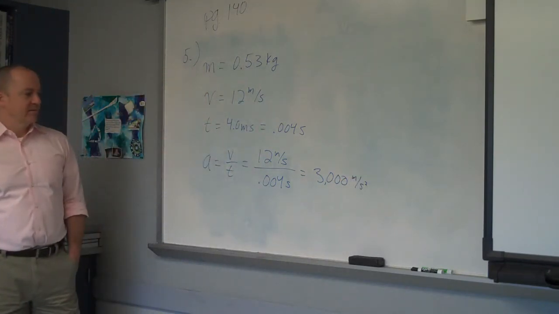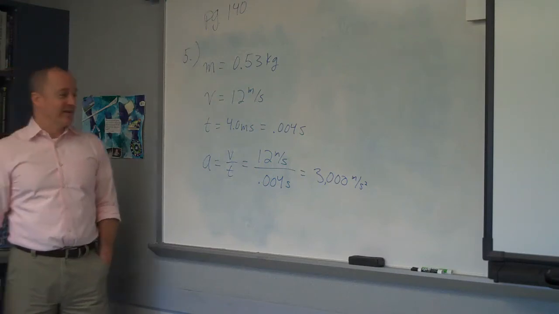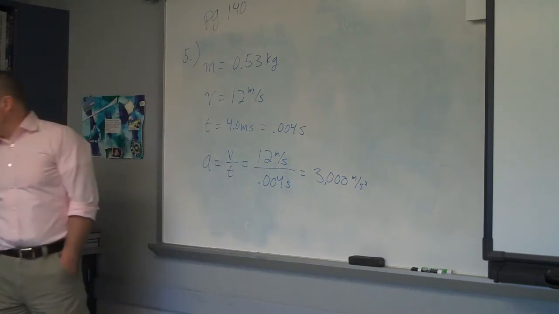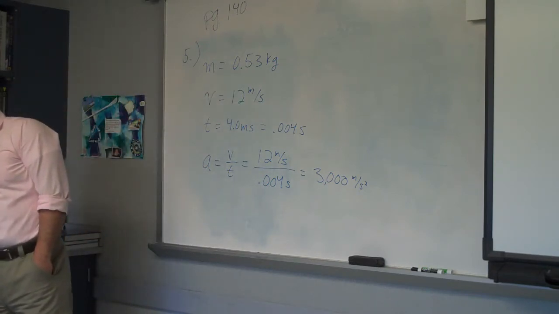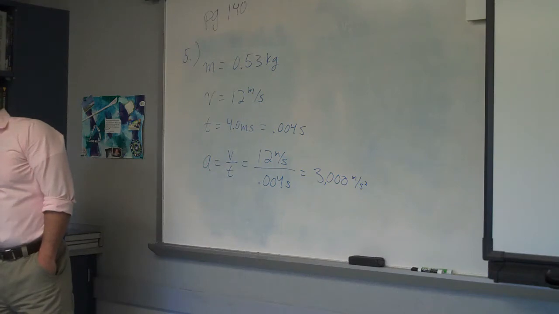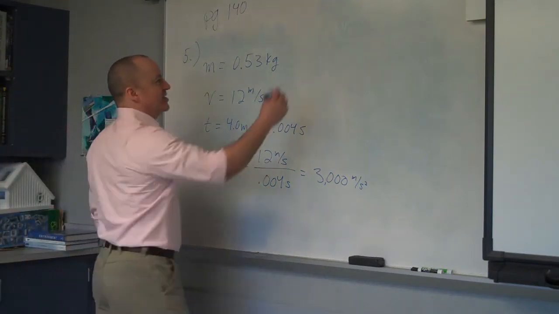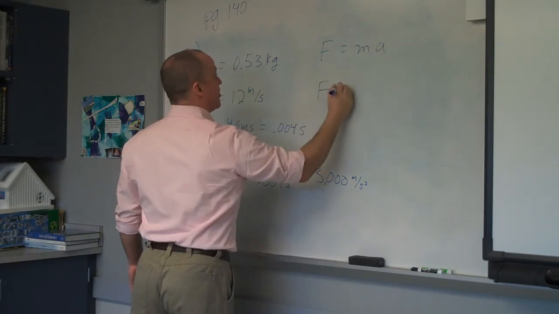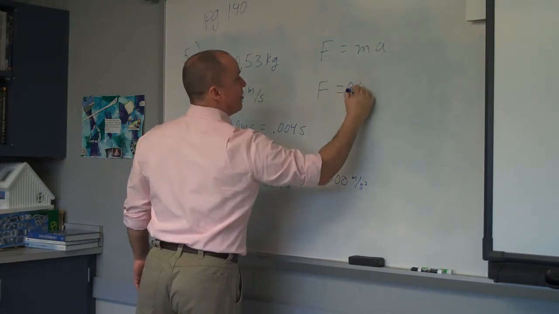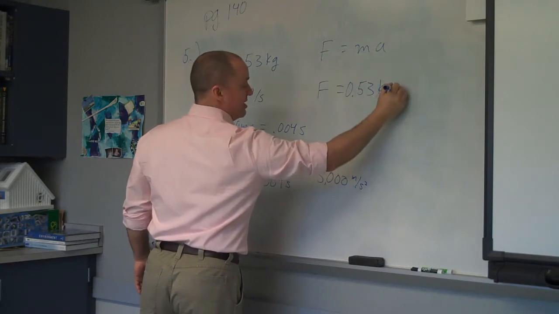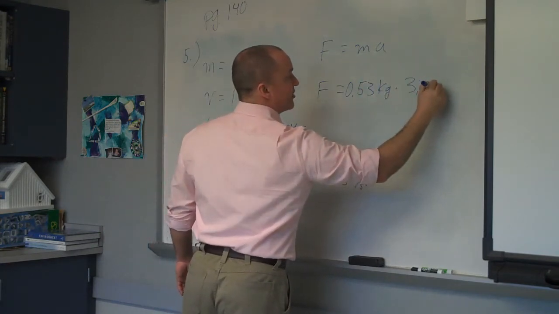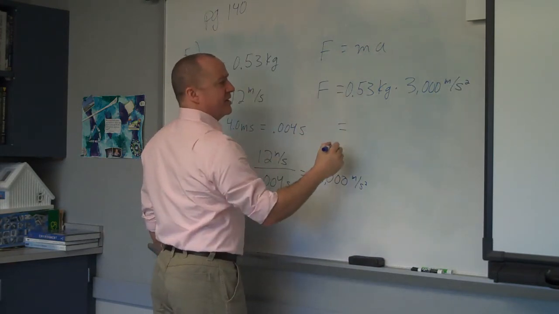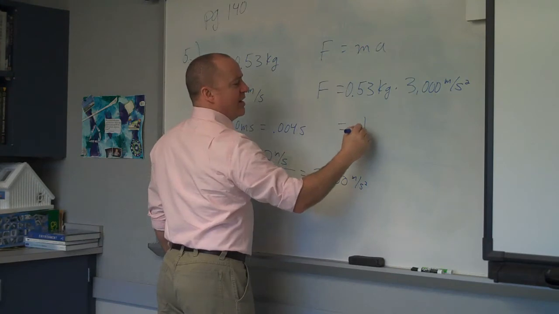If you had 3 of those, you'd have about 3,000. That's true. So that's 3,000 meters per second squared. That's an amazing acceleration. Now, what average force acted on the ball during this time? Force is mass times acceleration. So the force is 0.53 kilograms times 3,000 meters per second squared. Give me my newtons.